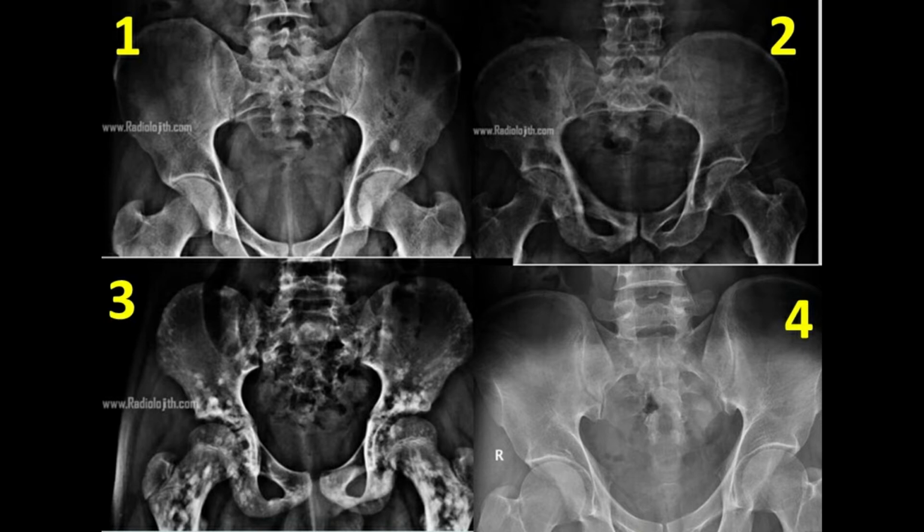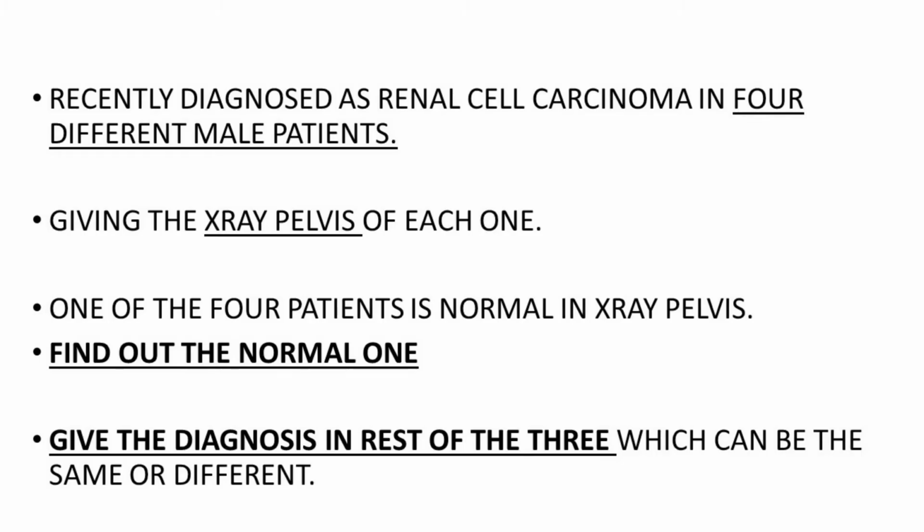I'll give one hint. One of the 4 X-ray pelvis is perfectly normal. Now what you have to do is to find out the normal one and give the diagnosis in the rest of the 3. If you want more time, please pause the video and review again to assess the images. Within a few seconds, I'll give you the findings, the differential diagnosis and the final diagnosis. Are you ready? Let's go.